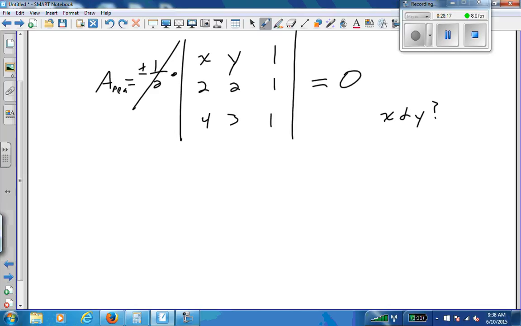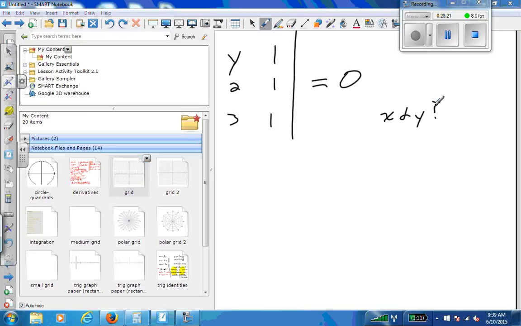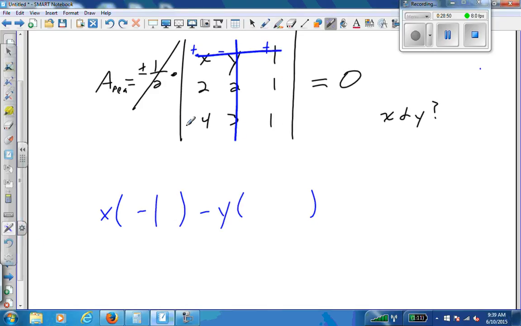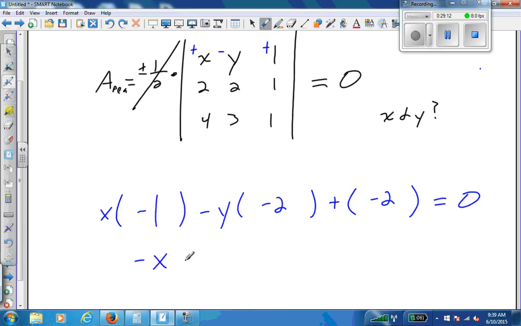So let's calculate that determinant. So let's go across the first row. So this is positive, negative, positive. So positive x times, cross out row and column, we have 2 minus 3, so negative 1, minus y times, cross out row and column, 2 minus 4, plus 1 times, cross out row and column, 6 minus 8. And when we do that, that has to give us 0. So minus x plus 2y minus 2 equals 0.